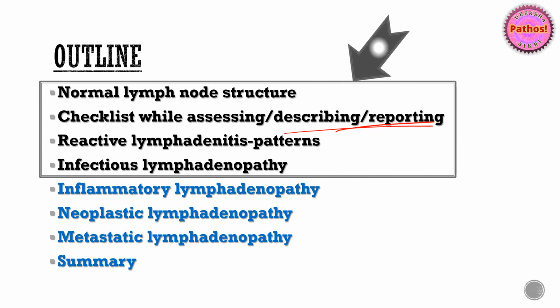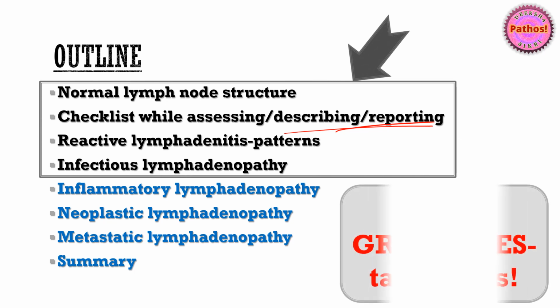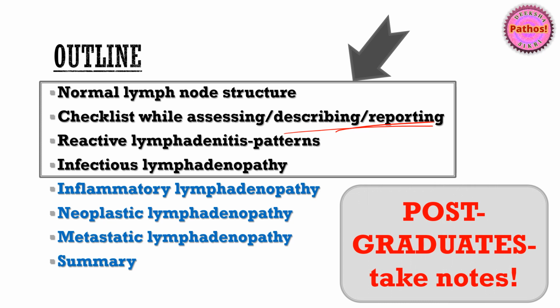Now in this part 1, we're going to discuss the first 4 things, and I would suggest right about now for postgraduates to start taking some notes. Now lymph node will have a capsule. So there's your capsule. It'll have afferent lymphatics, the subcapsular sinus, the efferent lymphatics, the sinusoids, the medulla, and then you will have the cortex, which will contain the primary follicles and the secondary follicles.